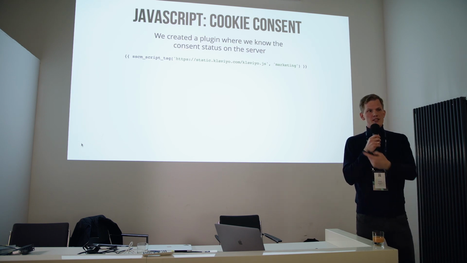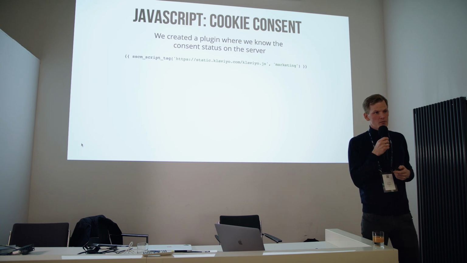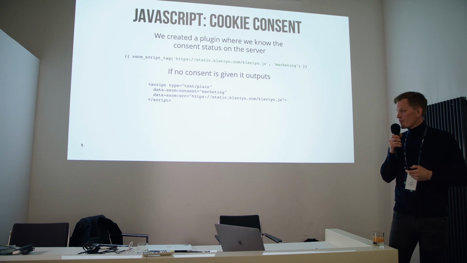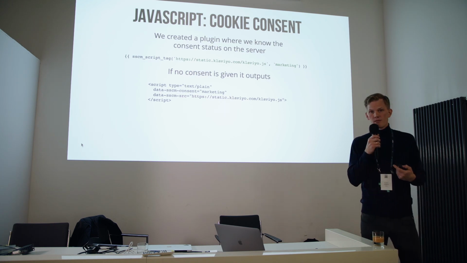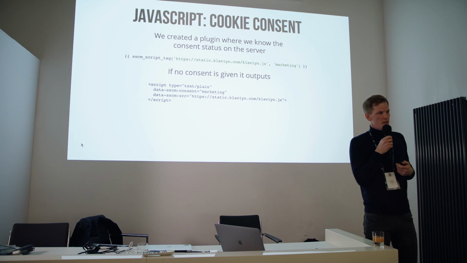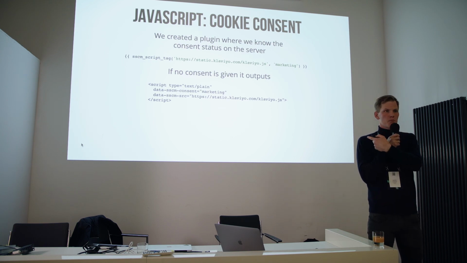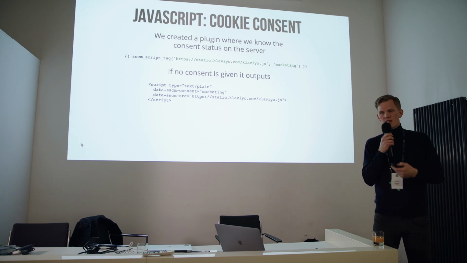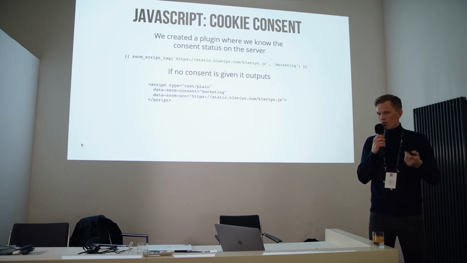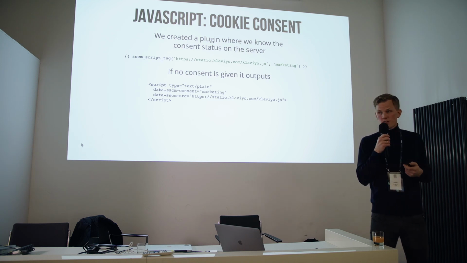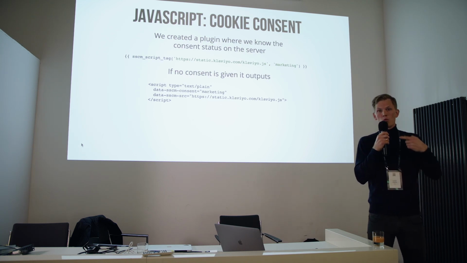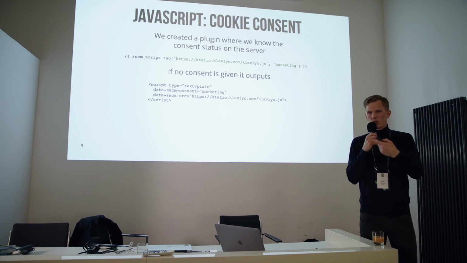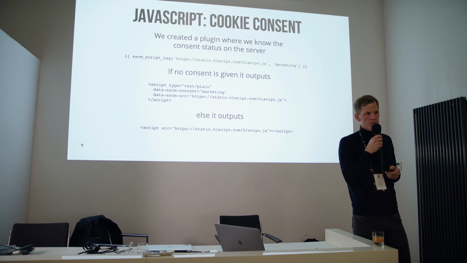You tell the twig function that this is a marketing-related script, and depending on the consent status, this function will either output this. This is when there's no consent given. This is a script tag, but this script tag will do nothing because of, well, there's no source, but also the type. This is a pretty normal pattern when you do these things. But when we have the consent and we know it on the server side, we don't have to actually do this. We can just output a normal script.